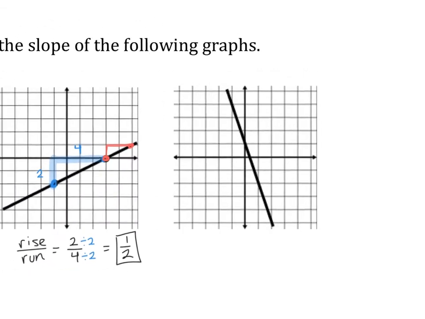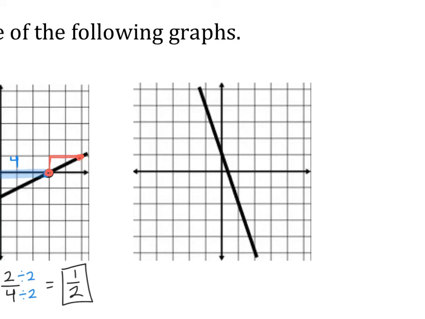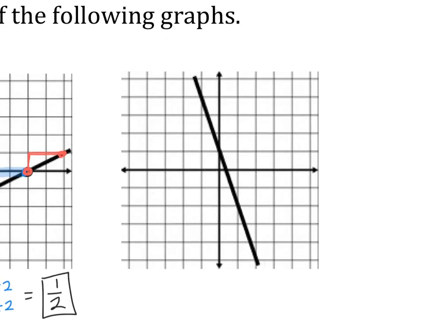Okay, so this graph you might notice looks a little bit different than the other two. The first 2 graphs had a positive slope, but you might notice that this graph has a negative slope. So we're going to see why. So let's pick our 2 points. Let's say I pick this one right here and maybe this one right here.